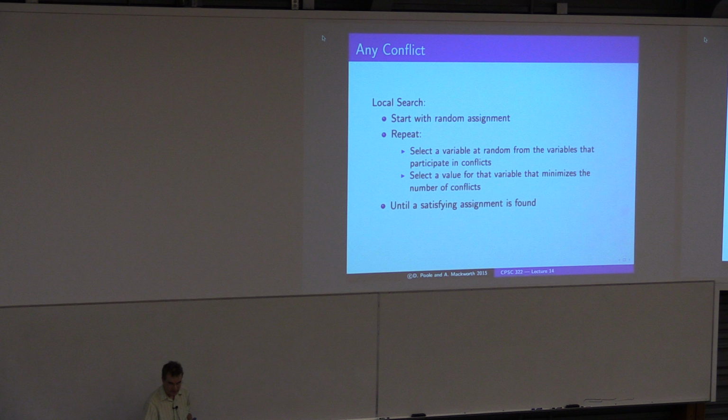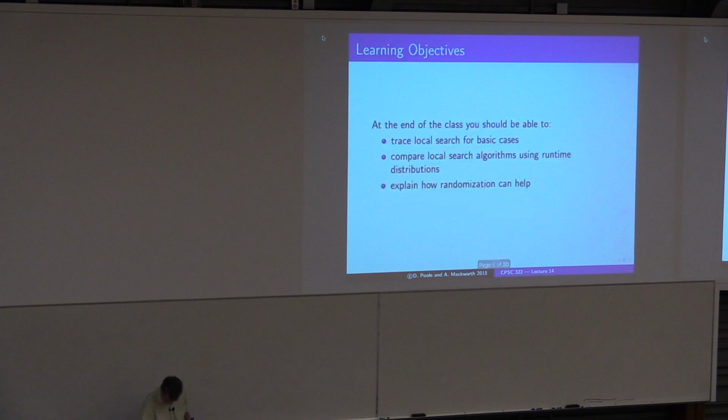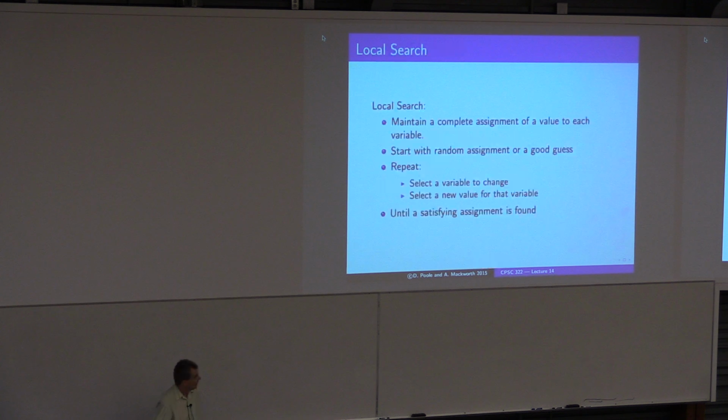All right. Any questions about that in that abstract sense? Okay. So at the end of the day, what we're going to do is use local search for basic cases. Then we're going to compare local search algorithms with runtime distributions, and explain how randomization can help. And most of today, we're just going to play and see how it goes. All right. So is everyone clear about what's going on? Are there any questions about this basic algorithm?